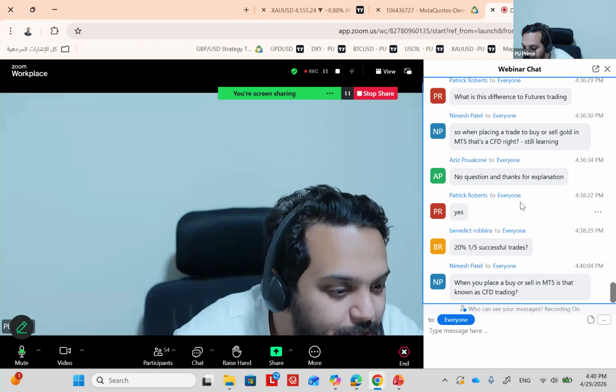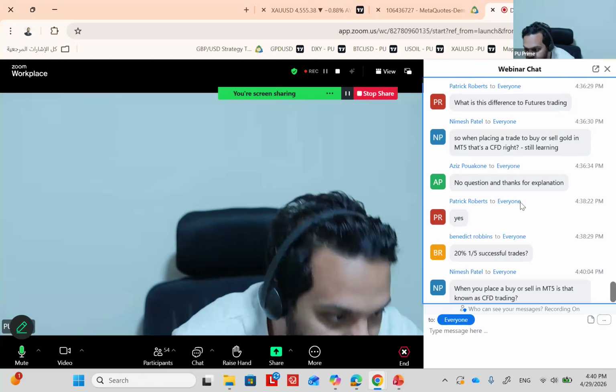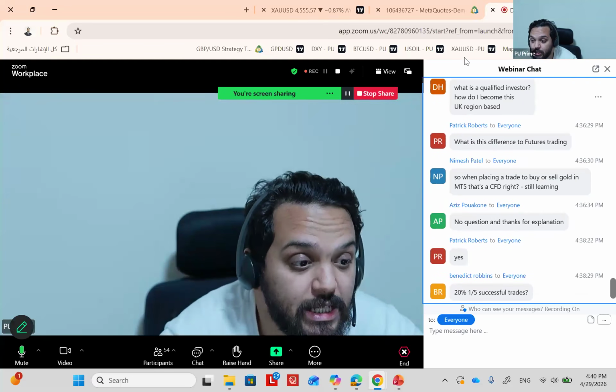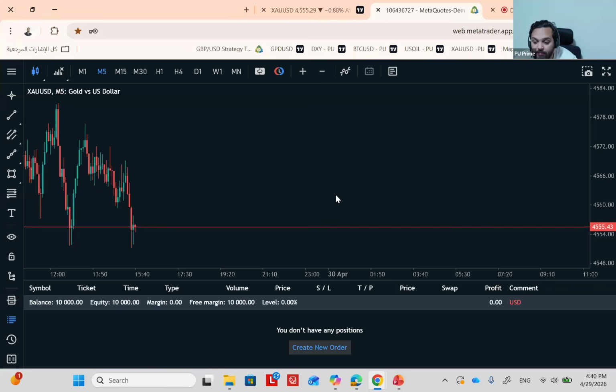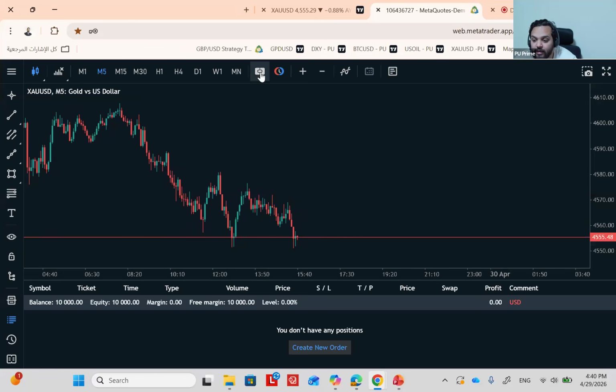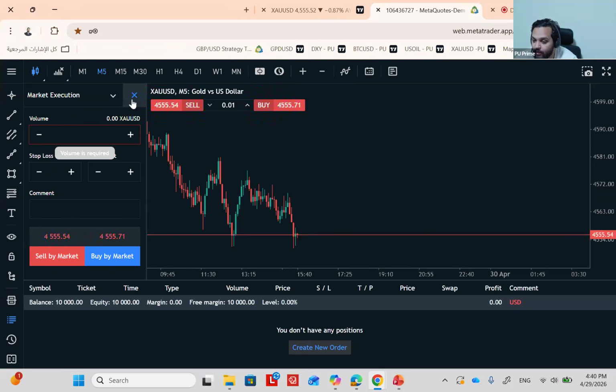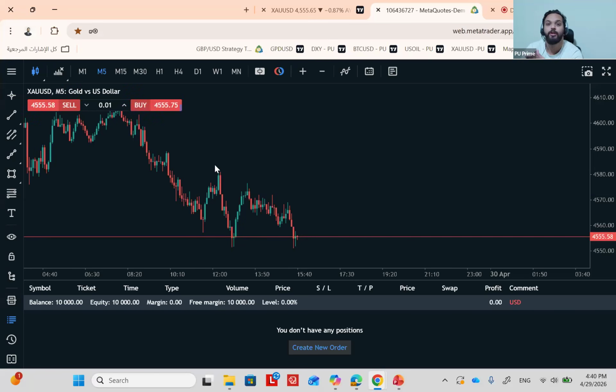So when placing a trade to buy or sell gold and amplify, that is CFDs. Yes, 100%. So CFDs, it is what you see here. This is the MT5 platform, which is connected to your broker. Whenever you are going to execute a trade here in MT5, you do not buy physical gold, you do not buy stock, you do not buy anything.